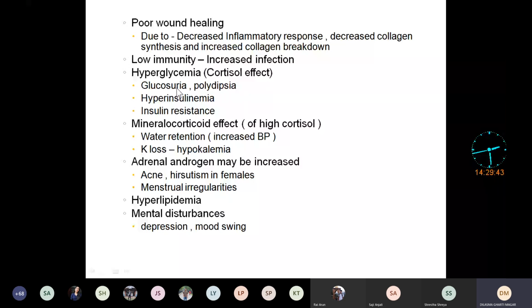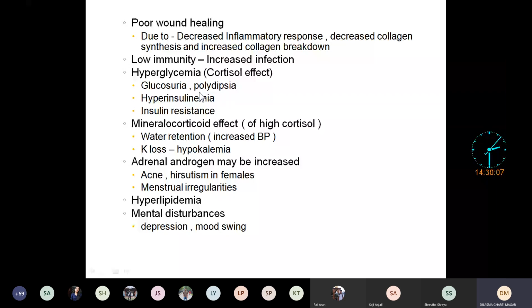These are all because of the cortisol effect in case of Cushing syndrome. Here glucosuria will be there. Glucosuria means the glucose will pass in the urine, and then more and more urine will go, so the patient will feel thirsty. That's why polydipsia is there.